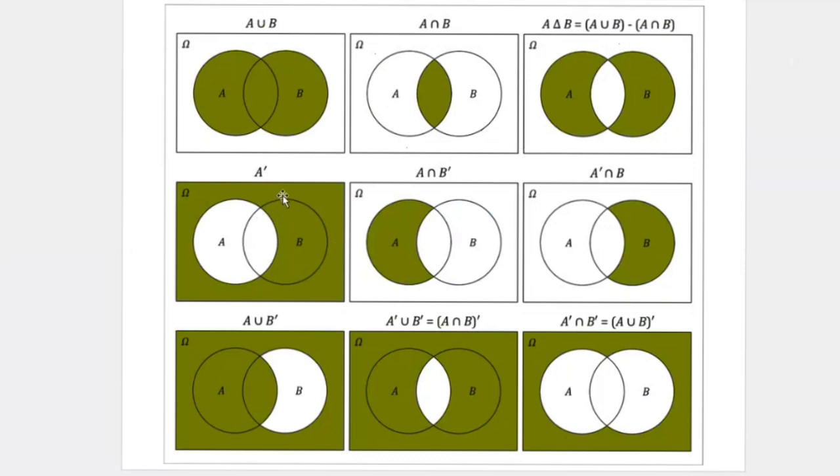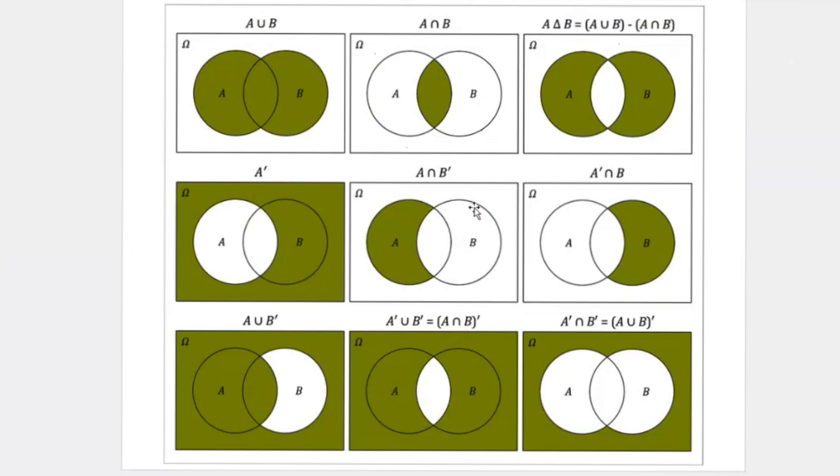Then the next one we also have is A prime, right? So A prime simply means everywhere else but not A. And so you can see that everywhere else in this set is shaded except the circle that is A. That's what A prime means.